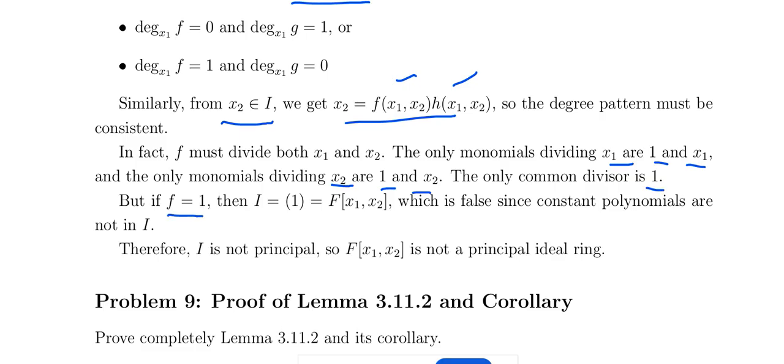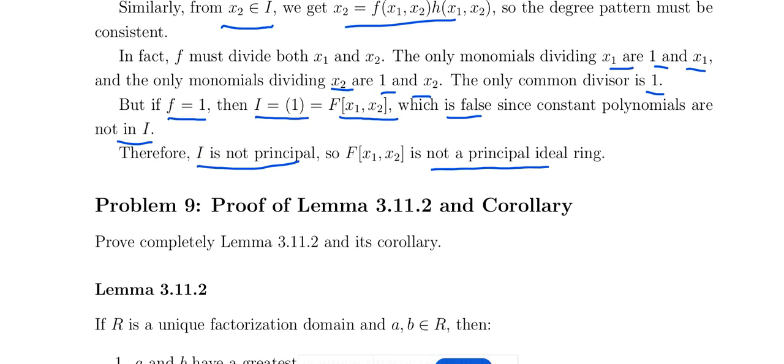But if f equals 1, I is generated by 1, that is equal to f of x1, x2, which is false because the constant polynomial is not in I. Constant polynomial is not in the ideal. So I is not a principal ideal. Therefore I is not a principal ideal. So it's a very simple proof, a very important concept.